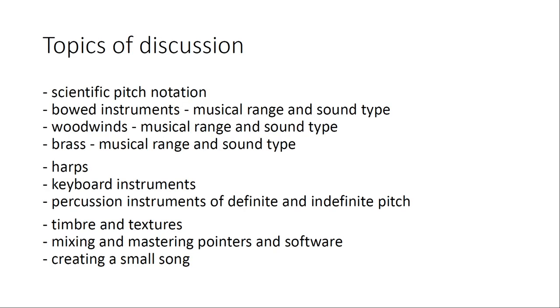So the topics of discussion will be, we're going to start off with scientific pitch notation, which sounds more fancy than it actually is. Then we're going to talk about bowed instruments or strings. You might encounter them named as strings: violin, viola, cello, and double bass. Woodwinds, brass, harps, keyboard instruments, percussion instruments of both definite and indefinite pitch, because yeah, you can have different percussion instruments that actually put out notes. And then we're gonna talk a little bit about timbre and textures, mixing and mastering pointers and software, and creating a small song. We're gonna basically see how everything functions, how we can use different VSTs in Reaper to create a song using only orchestral instruments.